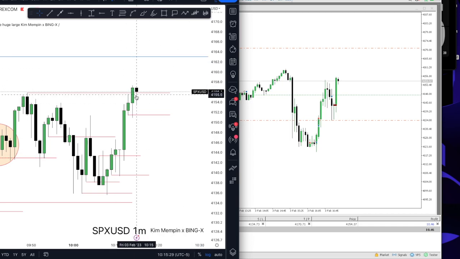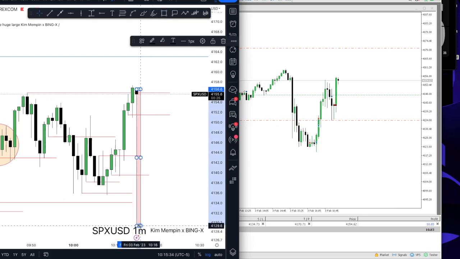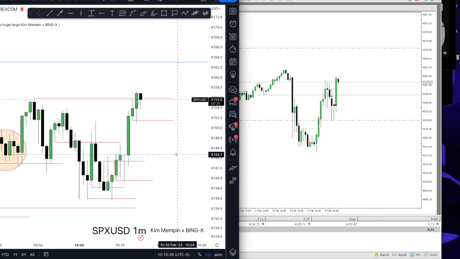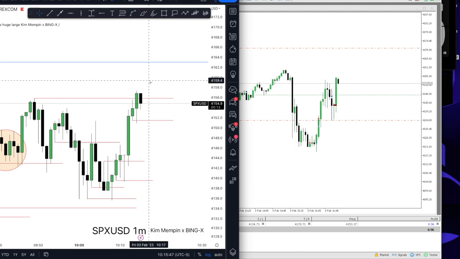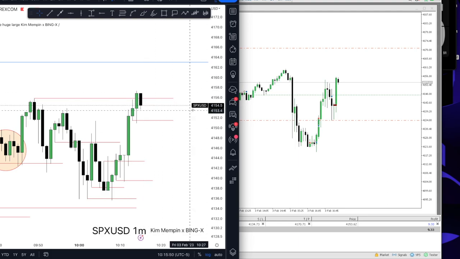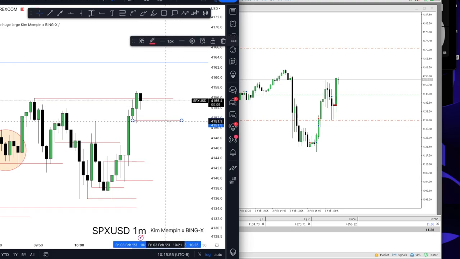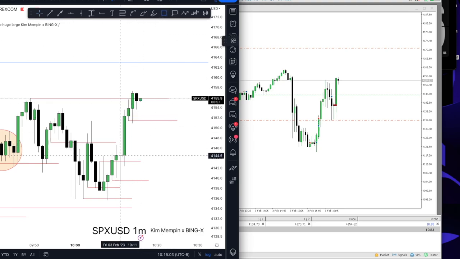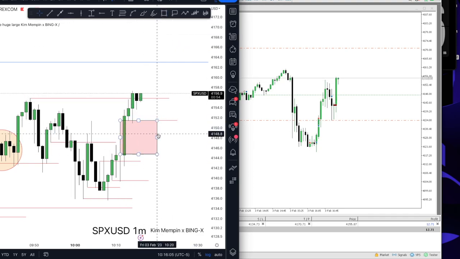So, is this a normal thing? Yeah, that's a normal thing. Abnormalities is huge candle. But you know what you're doing, so you're good. Now, I want a new candle to respect this low once again. I need it to respect this one because that's a fair value gap, as you can see here. Hindi nyo nakikita? I believe nakikita nyo yan. See? That's a fair value gap.